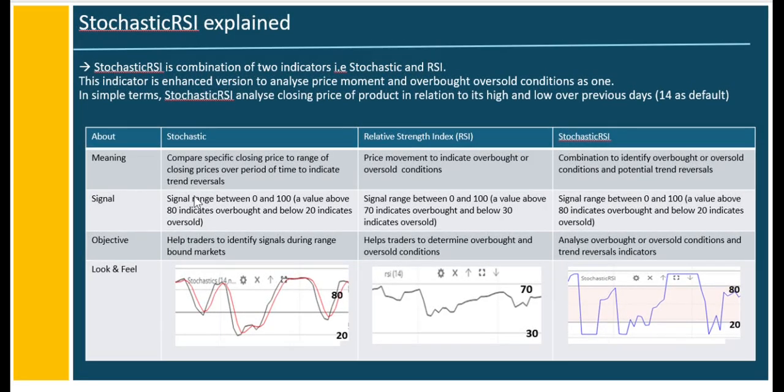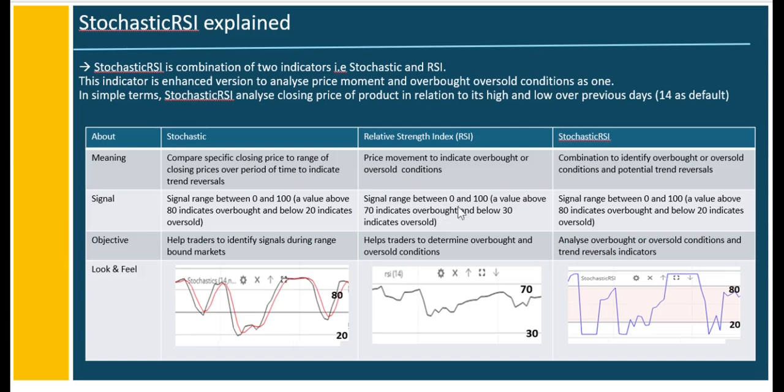Signals. So the signal ranges between 0 and 100 for stochastic value. If it's above 80, it indicates overbought, and if it's below 20, then it indicates oversold. Again, these are just signals. It does not mean if it goes above 80 or goes below 20, you should immediately start taking a position. With these indicators you can start taking positions with small quantity.